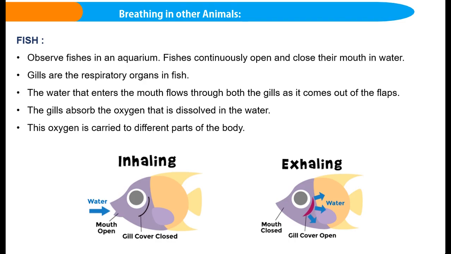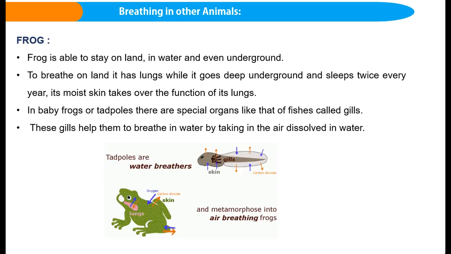And moving on to the frog, the respiratory organs of the frog. Frogs are amphibians, that means they stay on land and they live in water also. To breathe on land, they have lungs. They use their lungs while they are on land, and when they undergo a deep sleep like estivation, summer sleep, and hibernation, winter sleep, at that time they use their moist skin.